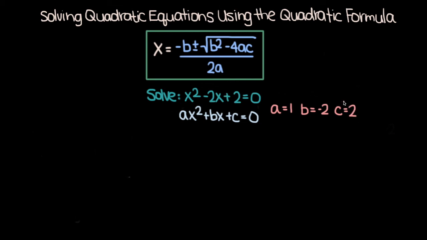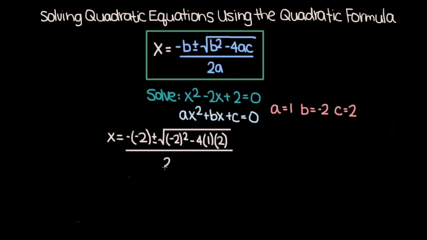Now that we have a, b, and c, let's plug in the values to the quadratic formula to get our solutions. So we have x is equal to negative b, so negative of negative 2 in this case, plus or minus the square root of b squared, so negative 2 squared, minus 4 times a, which is 1, times c, which is 2. And we divide all of this by 2 times a, so in this case, 2 times 1.